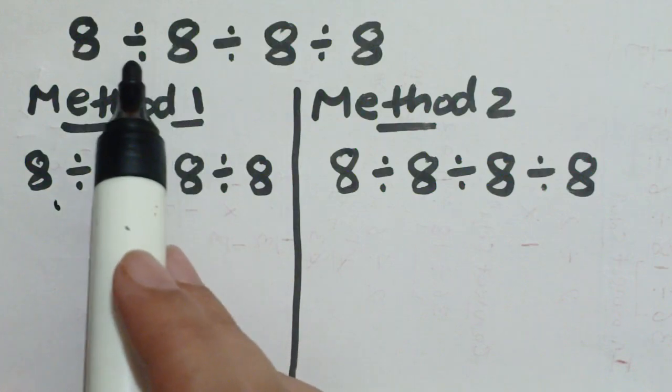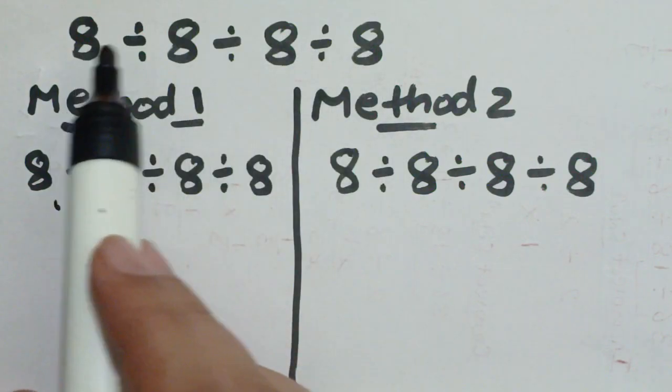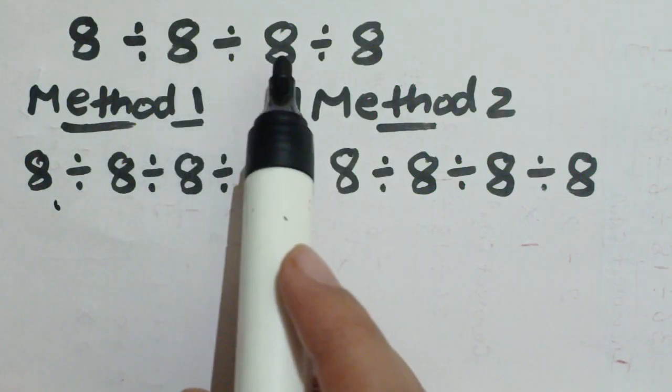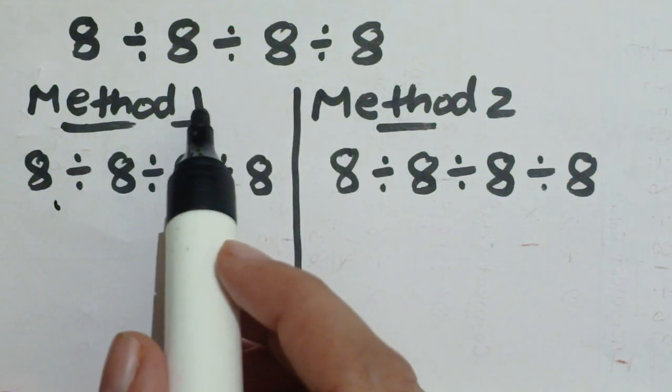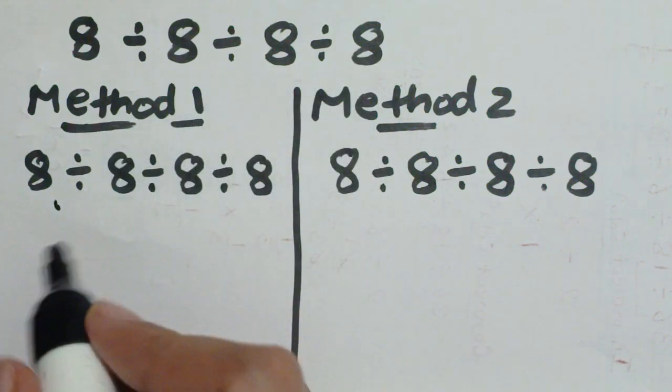Have you ever seen this type of maths problem, that is 8 divided by 8 divided by 8 divided by 8? So here first we'll see method 1, that is the incorrect method most people do.